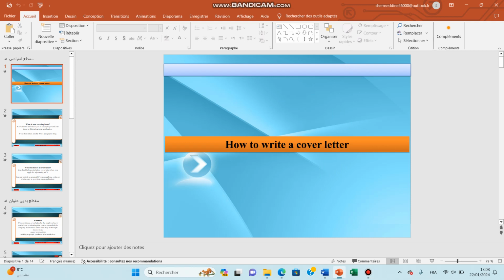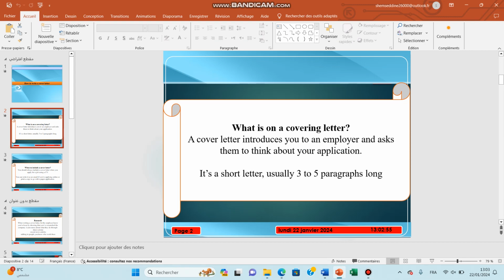Today, we're going to be talking about how to write a cover letter. But to begin with, what is meant by a cover letter? A cover letter introduces you to an employer and asks them to think about your application. So, first of all, when you are looking for a job, you need to write a cover letter. What for? In order to introduce yourself to an employer and ask them to consider your application.